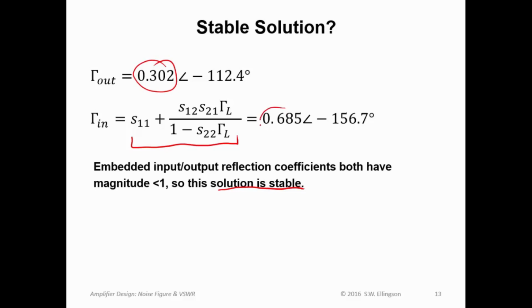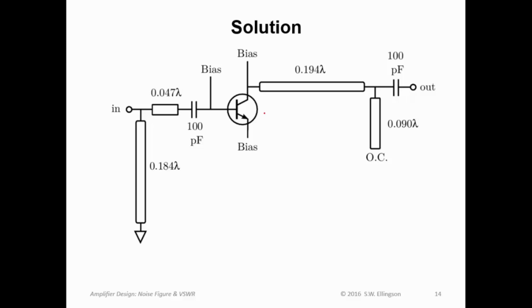I only need for these to be less than 1, and I would like for these to be less than 1 by enough so that things like component tolerances and other uncertainties don't cause me to go over 1 in the actual implementation. These reflection coefficients are quite far below 1, so this is a comfortably stable solution. So this design is an example of a design where I've used a conditionally stable transistor to achieve a design which is safely stable. Here's the solution implemented using single stub microstrip transmission lines.